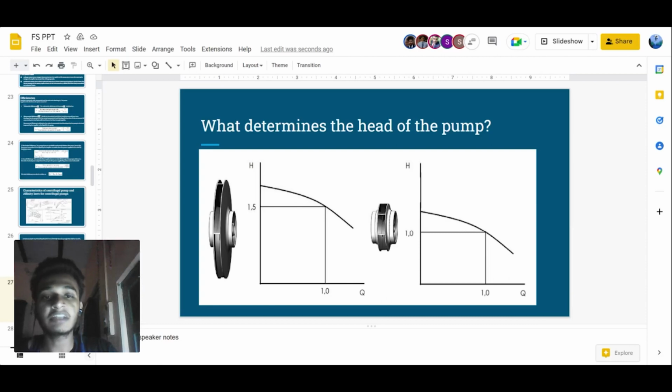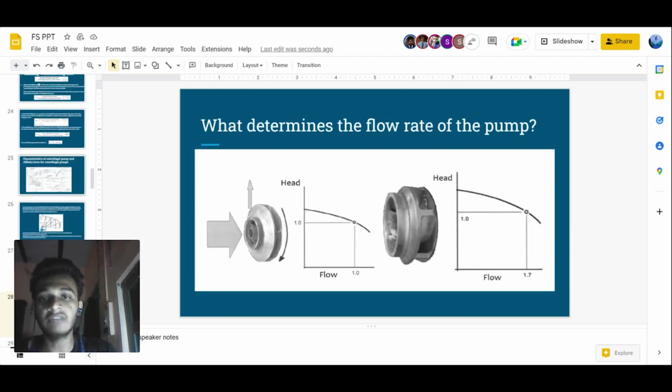Now we will talk about what determines the head of the pump. The larger the impeller diameter, the higher the fluid velocity, the higher the pump head, as we can see in this picture also, in the diagram also. And what determines the flow rate of the pump? The wider the impeller channel, the more liquid passes through the impeller, more pump flow. The demonstration is given here.